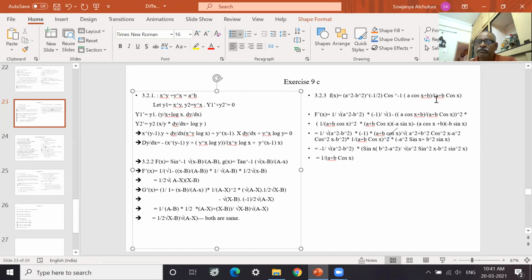Into what is the dy by dx of this portion? It is 1 by a plus b cos x whole square into a plus b cos x into minus a sin x minus, differentiation of this is minus a sin x. Similarly, minus a cos x plus b into what is the differentiation of this? Minus b sin x. So when we rearrange the terms, we are getting all the terms cancelled. This is 1 by a plus b cos x. Here we are getting a plus b cos x whole square. So the square gets cancelled, and the left out term is 1 by a plus b cos x.